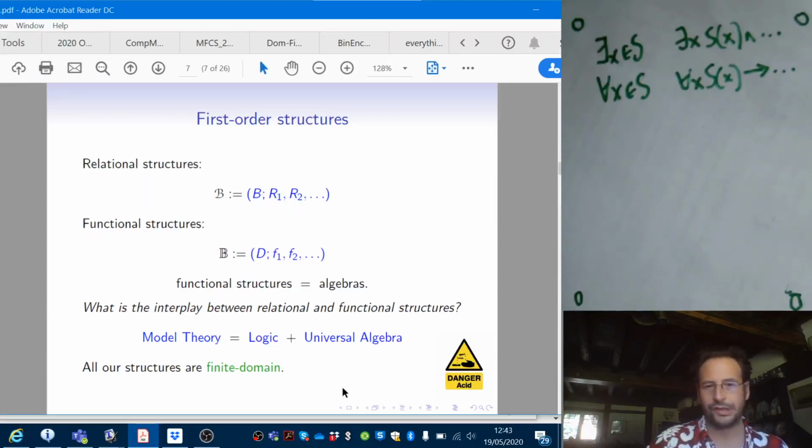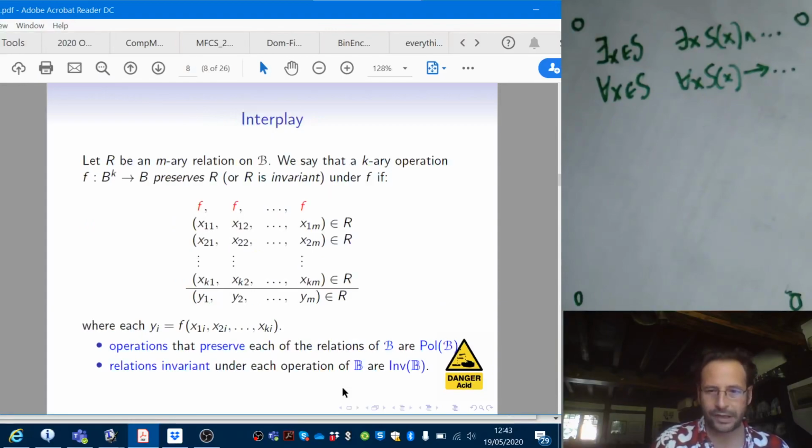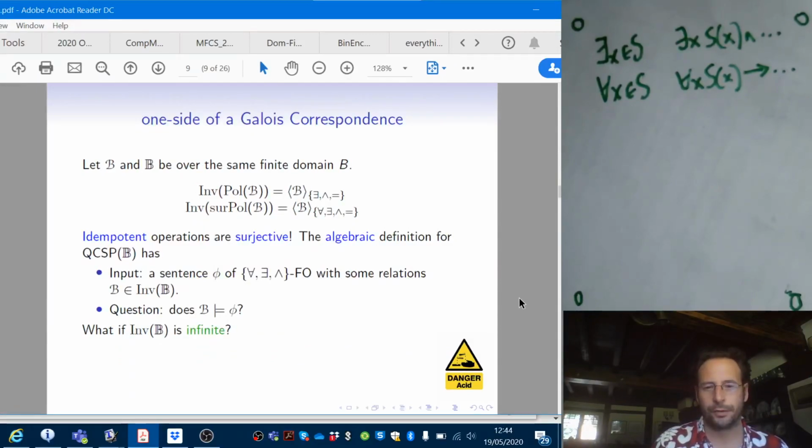Now let's bear in mind that all our structures are finite domain. The interplay that we talk about is this idea of operations preserving relations, or relations being invariant under operations. What we do is we take tuples of the relations row-wise, and we apply functions to them column-wise. And we ask that when we have all these tuples in the relation, then the image under the function f is in the relation. So operations that preserve each of the relations of B are the polymorphisms of B, and the relations invariant under each operation of B are the invariants of B. And I use calligraphic notation for relational structures and blackboard notation for functional structures, for algebras.